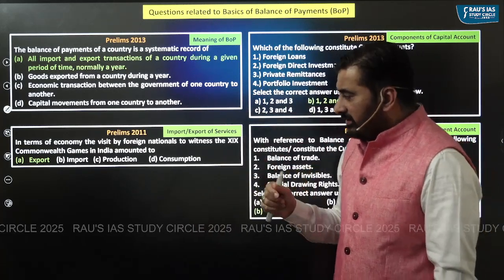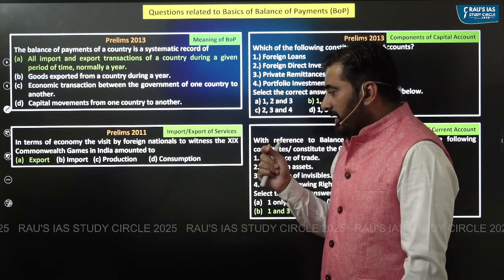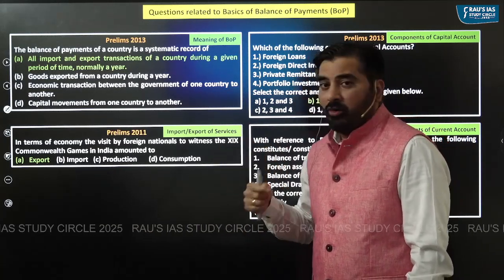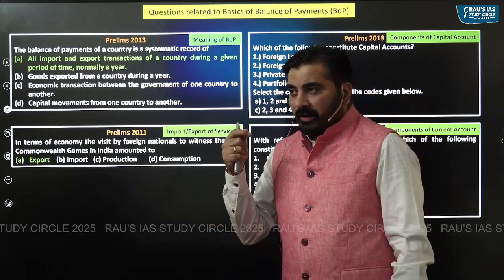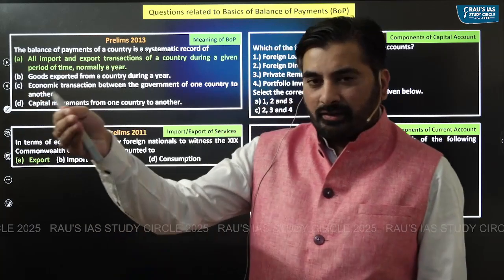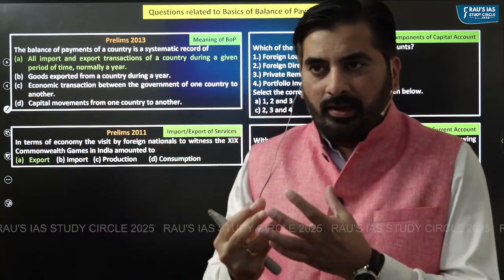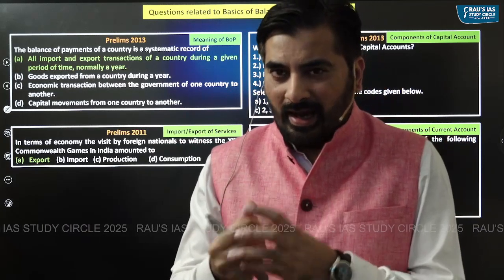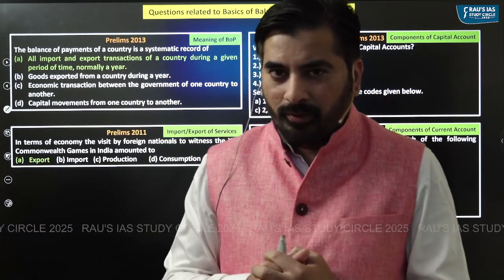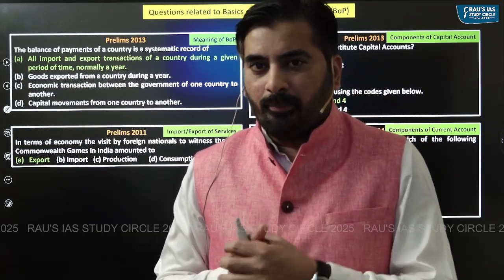The question says, in terms of economy, the visit by foreign nationals to witness the Commonwealth Games in India amounted to... Think of it, during the Commonwealth Games, a lot of foreign nationals came into India. So in the context of BOP, what would you consider this as? Would you consider this as import or export? Now, some students might confuse this to be a kind of import.